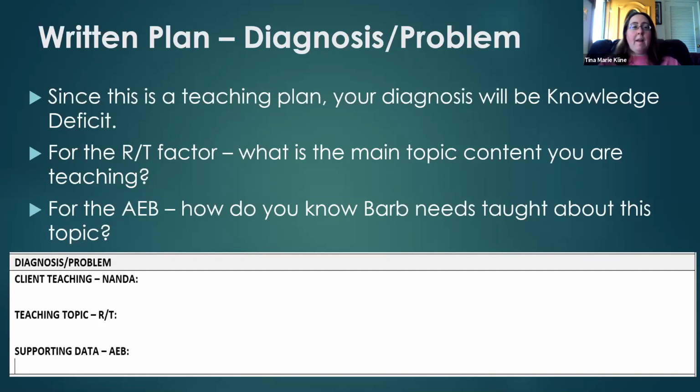Your as evidenced by is, how do you know that Barb needs taught about this topic? Well, the biggest factor is the fact that she is a newly diagnosed type 2 diabetic. You can make this client specific based on statements or on information provided in the patient info document. Basically, this is just what you did for CP2. You came up with the diagnosis, you figured out what the related to factor was, and you included the as evidenced by that led you to pick the NANDA. Again, because this is a teaching plan, your NANDA is already selected for you. It's a knowledge deficit.